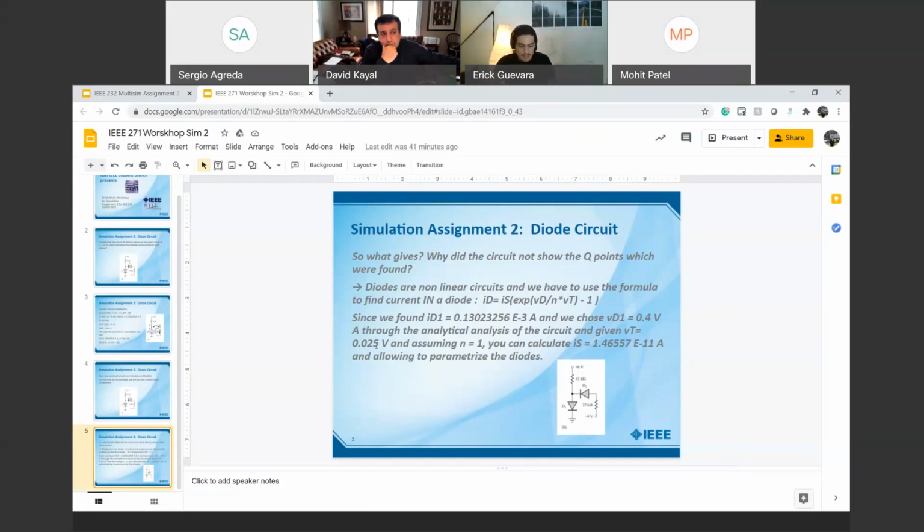I think I got that. So ID is current going through the diode. IS is the saturation current chosen for the diode. Yes. VD is the voltage chosen for the diode. Correct. And I'm just writing that down because I didn't get the phone.